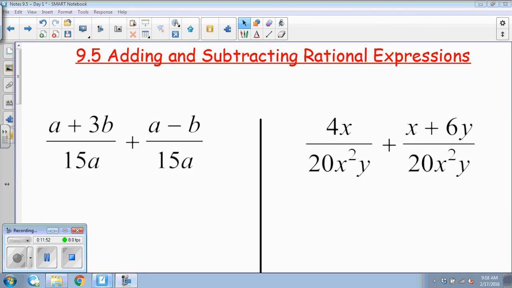Okay? So yesterday, we multiplied and divided fractions. Today, we're going to add and subtract. When you add and subtract fractions, you have to have a common denominator.